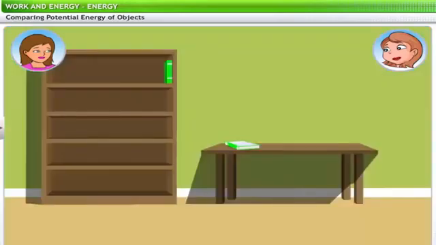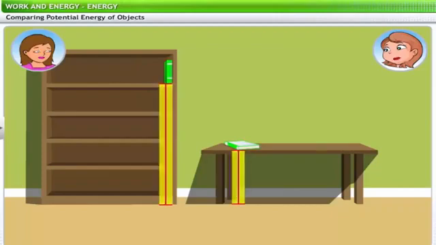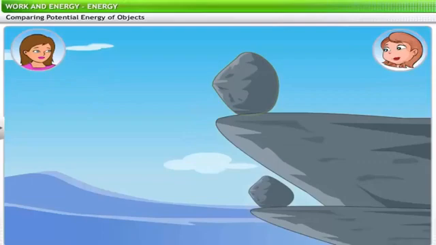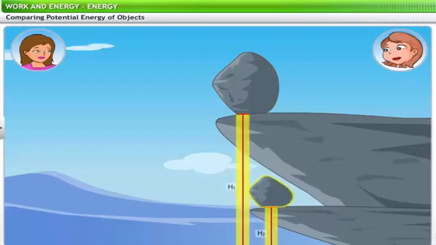Look at these two objects. A book on a table and a book on the top shelf of a cupboard. Which of these do you think has a higher potential energy? I would say the book on the top shelf of the cupboard. Correct. The higher the object is raised, the more is the gravitational potential energy stored in it. That's why a rock resting on the edge of a cliff high above the ground possesses high gravitational potential energy in comparison to the other objects which are relatively at a lower height than the cliff.